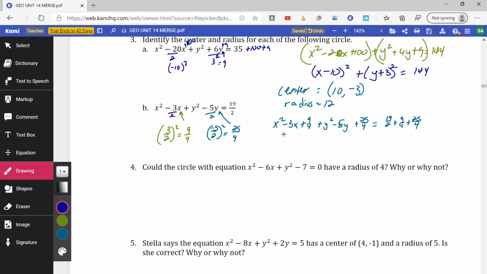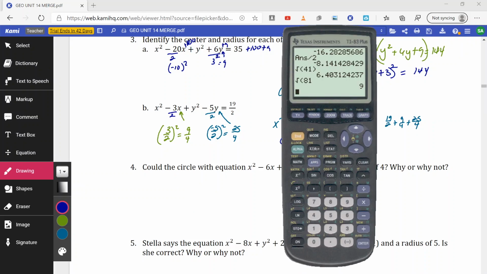So on this side, again, the perfect square trinomial is the letter we're dealing with, x, and then whatever we got when we cut in half, minus 3 over 2 squared. And then the letter on this side we're dealing with is y. And the number we got when we cut negative 5 in half is minus 5 over 2 squared equals, and then what I can do is I can just add all these fractions together. So 19 halves plus 9/4 plus 25/4 gives me 18.